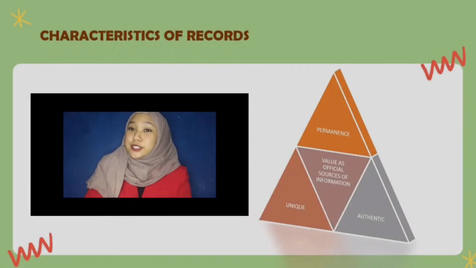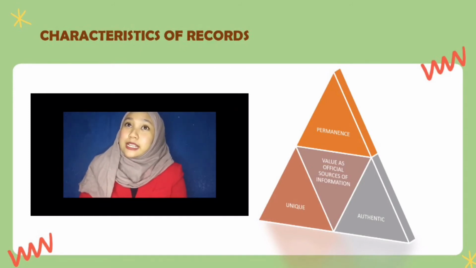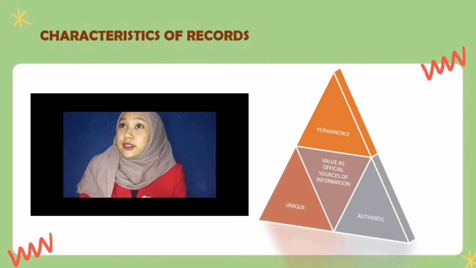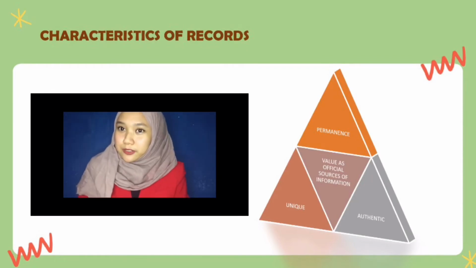I will explain to you about the characteristics of records. First, permanence. The recorded information should be permanent so that it can be used as evidence. If the records keep on changing all the time, it cannot be used with certainty to show that something had actually taken place or that someone has been responsible for it.